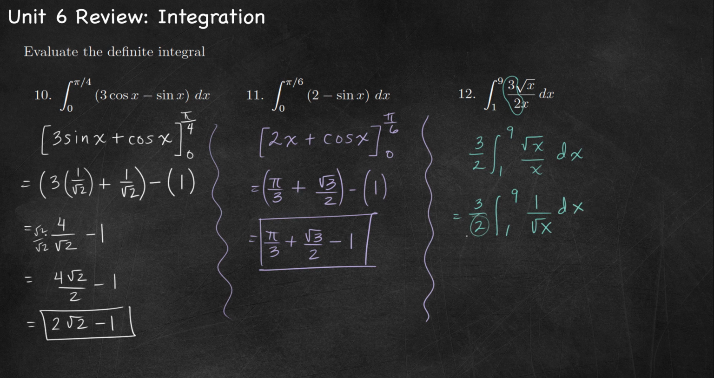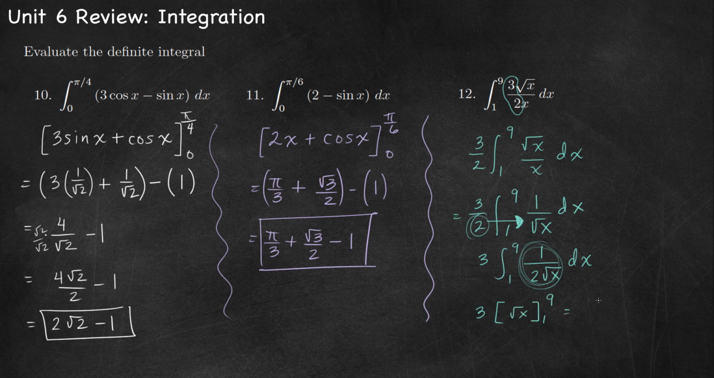And now I see that I would like to put the 2 back in. I brought it outside the integral, but I'd rather have it inside the integral because I know the derivative of square root of x is 1 over 2 root x. So this is just one of my derivatives I have memorized. So when I see this in an integral, I immediately know the antiderivative of this is the square root of x. So I have 3 and then square root of x evaluated from 1 to 9.